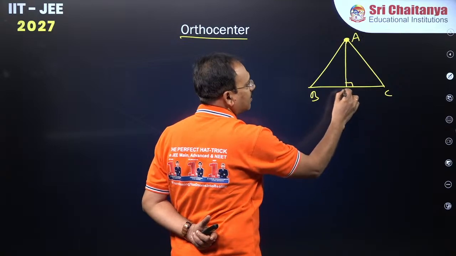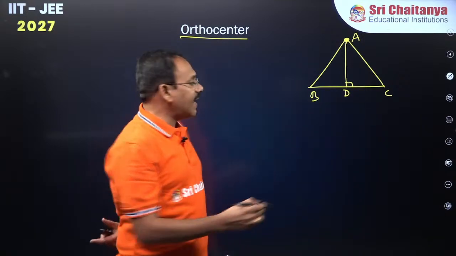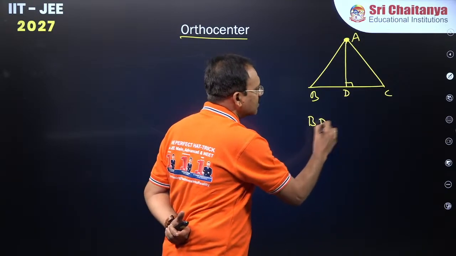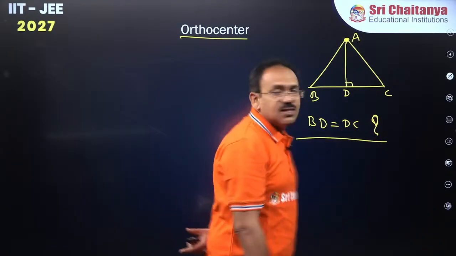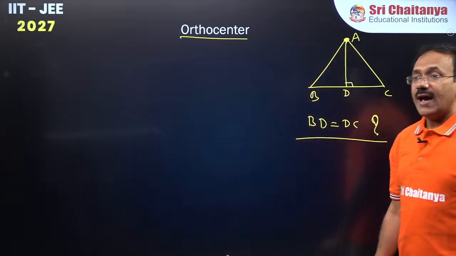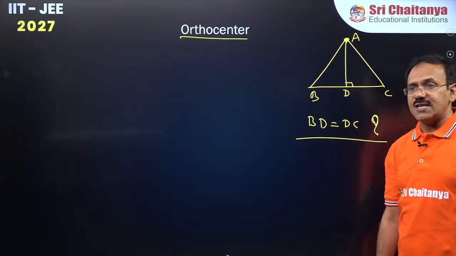It is perpendicular, guys. So can I say that BD is equal to DC? Yes or no? BD is equal to DC?